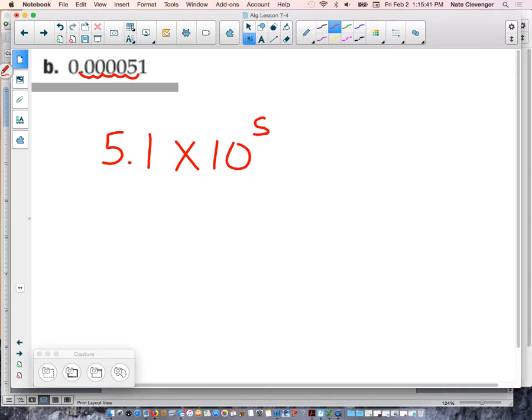No. It is a negative exponent when it starts as a decimal value. Okay? Or when the number is less than 1. When this number is less than 1 as it is, we get a negative exponent.